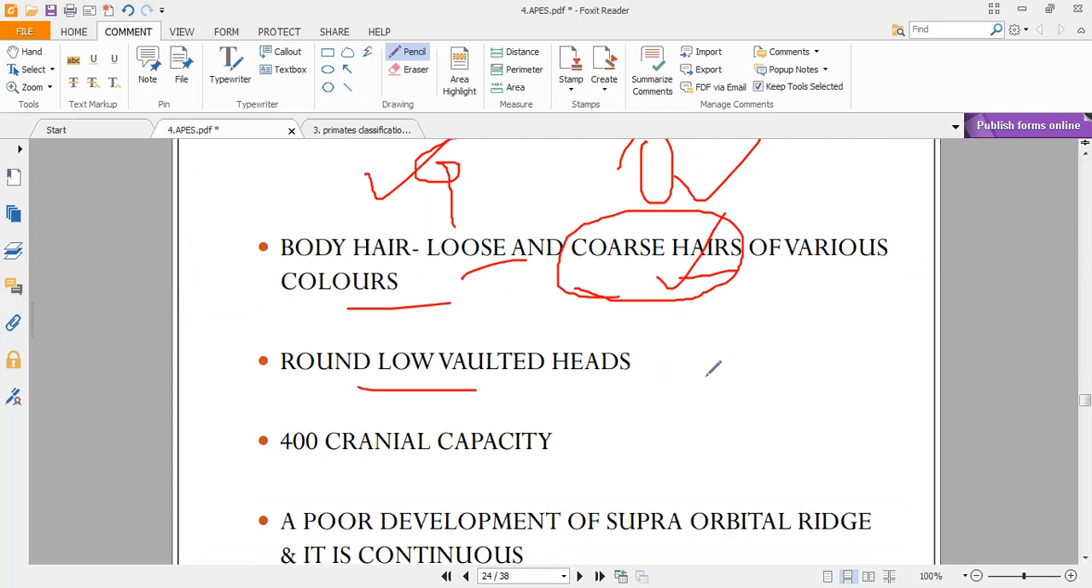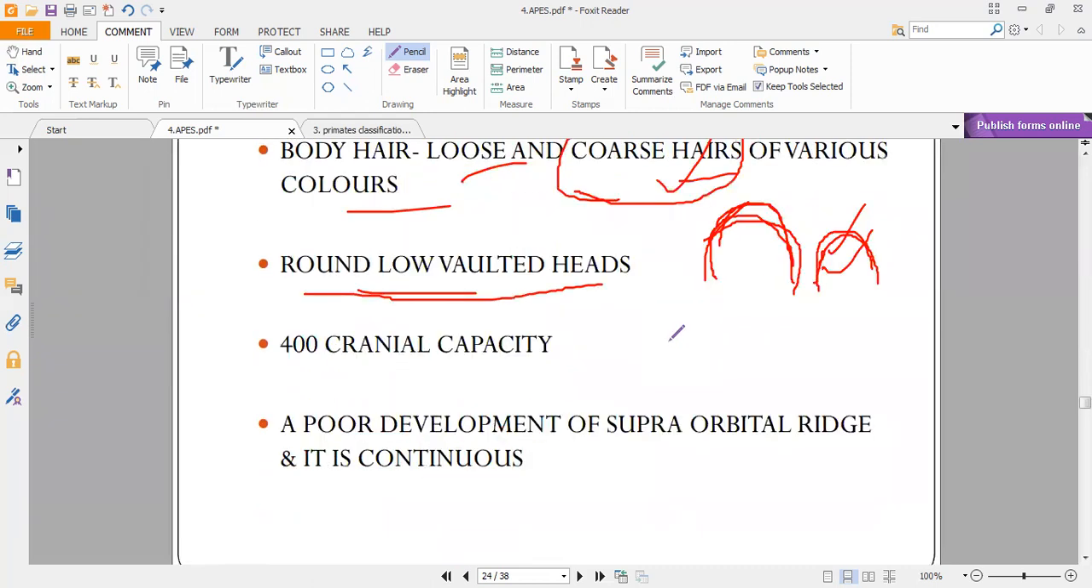Low vault means it is not very high. The skull part is not very high. This means not up to this much. Suppose one skull is like that, and another skull is like this. We call this low vault, and this is high vault. It means the roof of the skull. The roof of the skull is low. Here in case of chimpanzee, it is very less, not high. We call it low vault head.